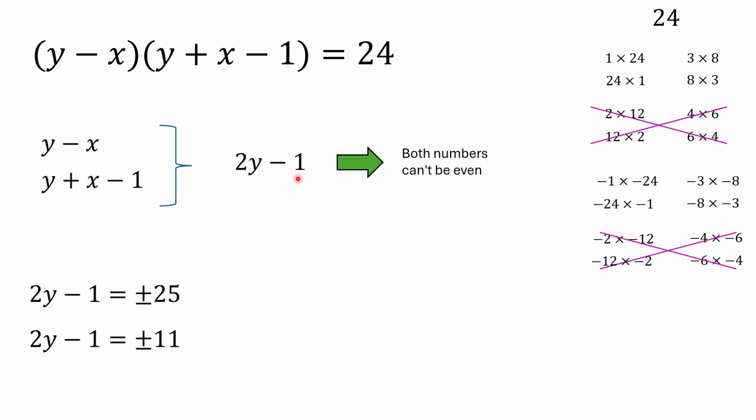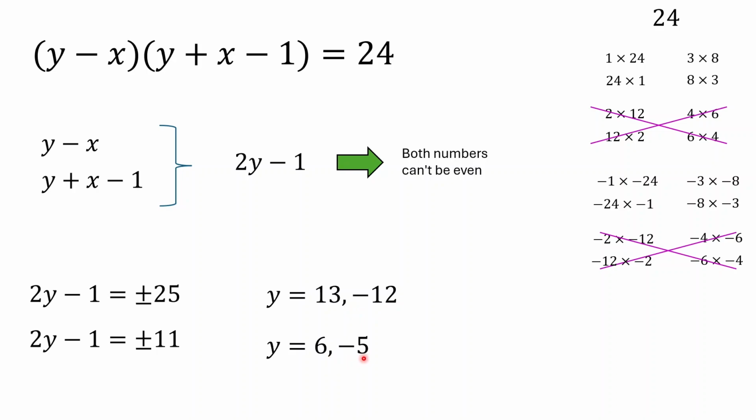So we have 2y minus 1. Of course, it's the addition of these two, because one of them is this and the other one is that. If we add them together, this becomes 25. If this is the scenario, it becomes minus 25. So 2y minus 1 can be plus or minus 25. And for the other cases, it can be 11 or minus 11. Now for any of these cases, we can calculate y. For example, if this is 25, minus 1 goes there, 26 divided by 2 is 13. Or if it is minus 25, it becomes minus 24 divided by 2, minus 12. And the same way here, we can get 6 and minus 5.